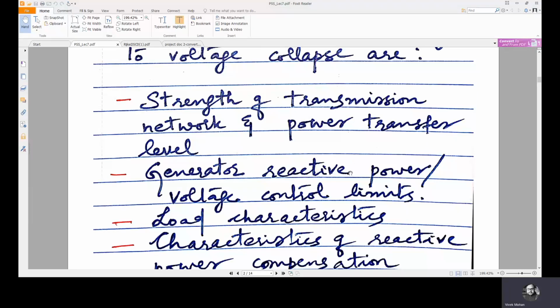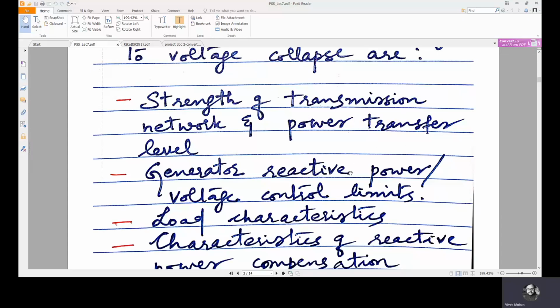Now, load characteristics. Loads can be of different types. It can be constant impedance load, constant voltage loads, constant power loads, voltage dependent loads. Then it can be ZIP loads. ZIP load in the sense impedance, current, and active power. So loads can be of many types.